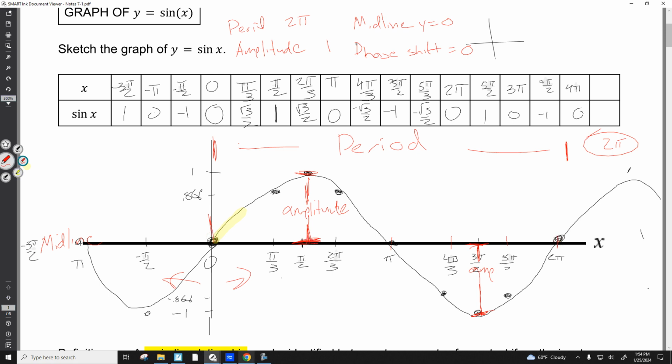This is where I start. It takes 2 pi before I start repeating. My amplitude is 1. I go up 1, down 1. Cool.